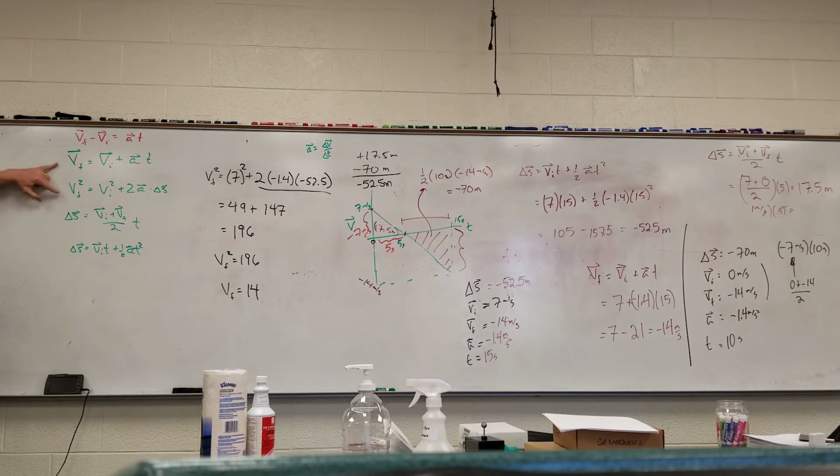What is the difference between these VFs? Other than one's squared and one's not, the actual VF itself. What does that VF represent and what does that VF represent?